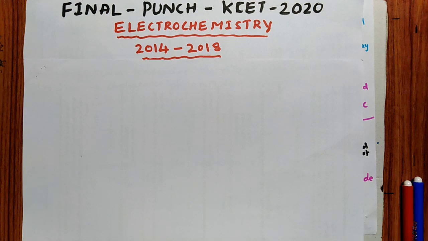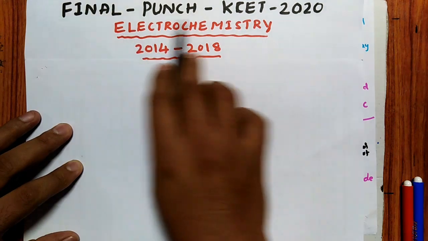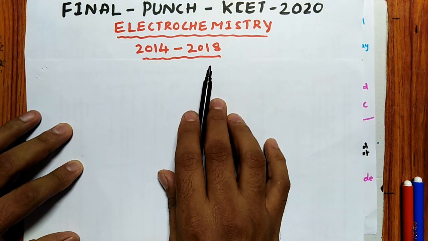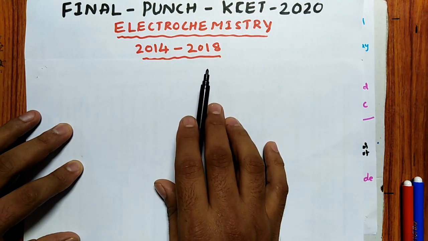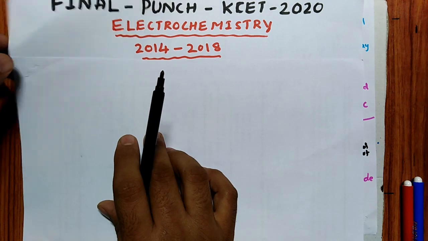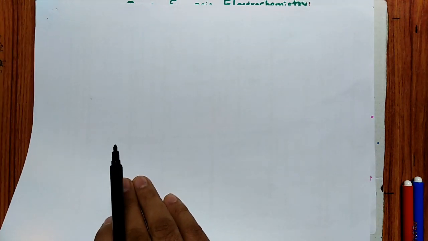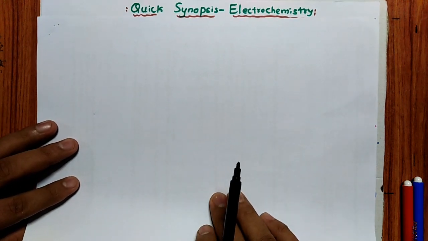Today I am going to discuss a very important chapter called Electrochemistry in Final Punch KCET 2020, and I have solved the 2014 to 2018 papers for KCET 2020 preparation. Before that, first we will see some synopsis. So, a quick synopsis of electrochemistry.